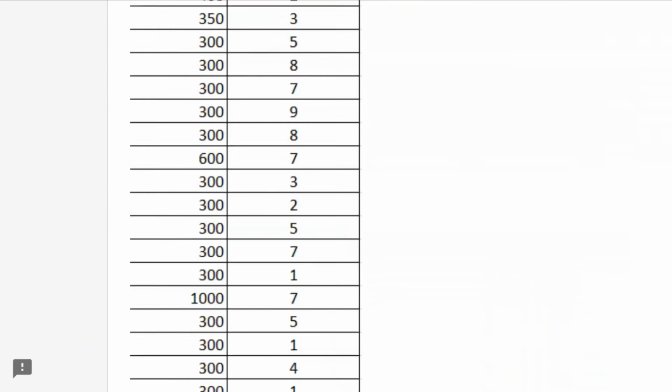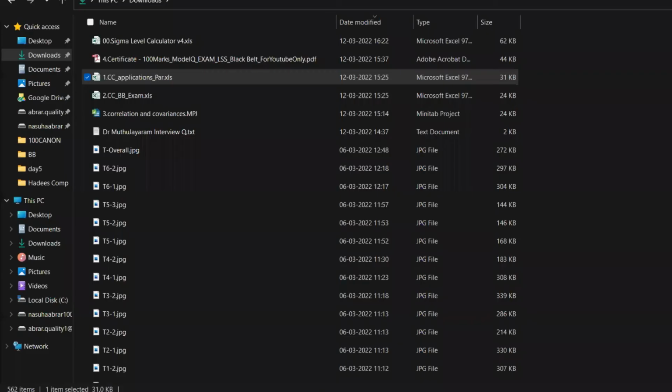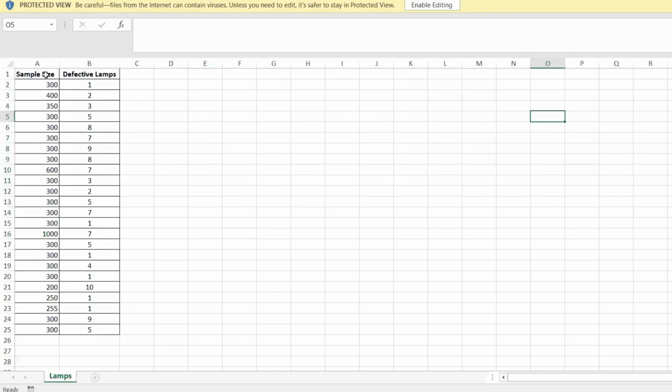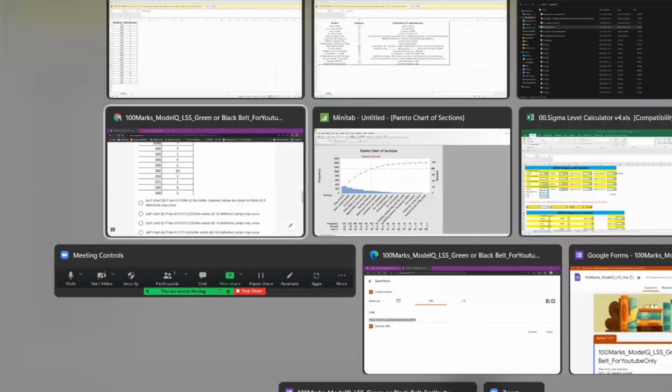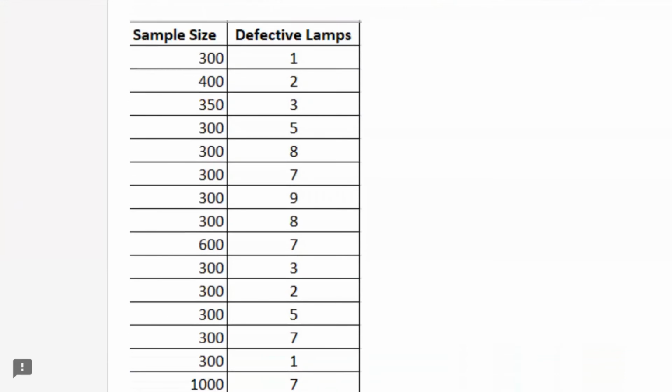This is the sample data they have given. Let's go and see the same thing. I will keep this file as well. This is the defective samples we have. I'm just confirming whether the value is the same. 1 2 3 5. Yeah, the same value we have.